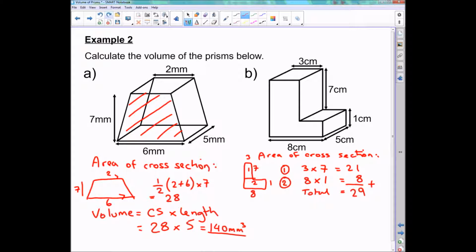So now to finish my question off, I just need to find the volume, which is exactly the same as I've done before, the cross section times by the length. And in this case, the cross section was 29. My length is my only missing distance, which was 5. So I just need to do 29 times 5, which gives me an answer of 145 centimeters cubed.